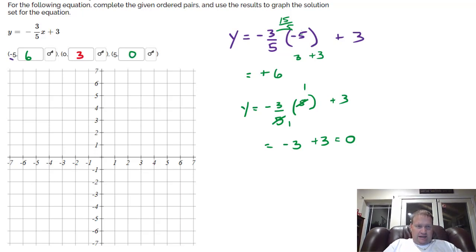And let's see if these all line up. Left 5 up 6, which is right there. And over 0 up 3, which is right there. And over 5 up 0, which is over there. And you can see that this is our straight line. And that's not terrible.